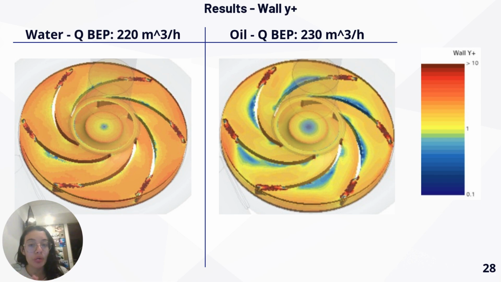It is also noted that the oil simulation has a lower Y plus because kinematic viscosity is a factor in calculating this parameter, and since oil has a higher viscosity, the Y plus value will be lower than the water.